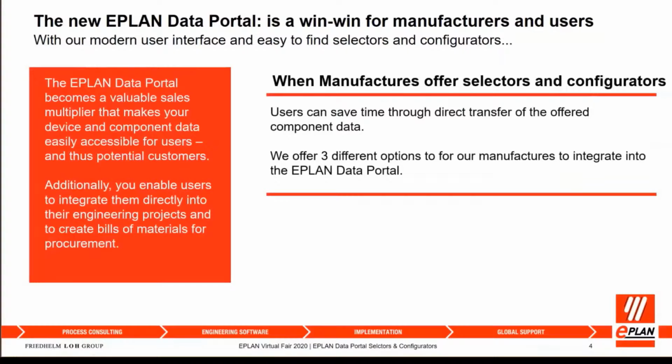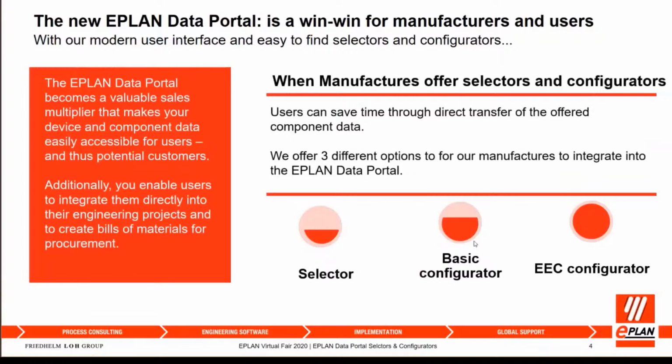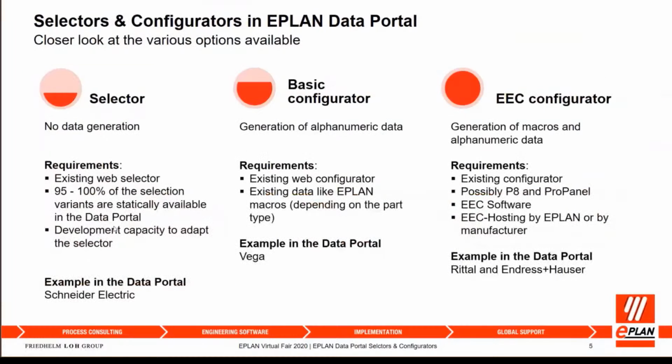We offer 3 different options for our manufacturers if they'd like to integrate their data into the ePlan data portal. We have a selector, a basic configurator, and then an EEC configurator. With the selector, there is no data generation. Basically we're opening up this link and this exchange of information. The manufacturer would have to have an existing web selector. 95 to 100% of the selection variants are available in the data portal.